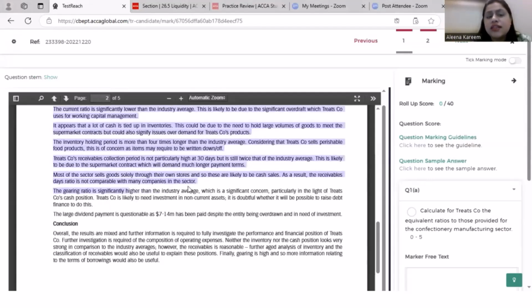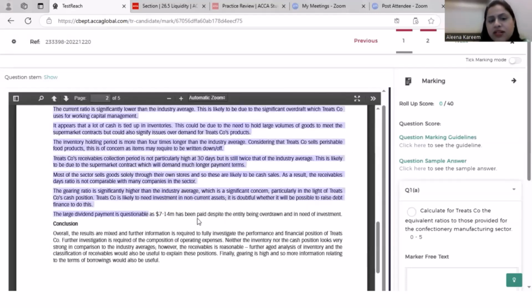Gearing ratio is significantly higher than the industry average. And then they are linking it with the cash position also. This is likely to need investment in non-current assets. The question had hinted upon the non-current assets, and they have highlighted that it may be difficult to get further debt because they're already in such a position. The gearing is very high, so it's difficult to get more loans. So they're saving up their cash because they want to use it for their investment also.